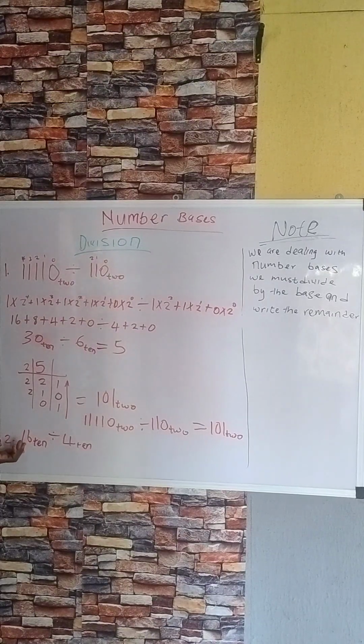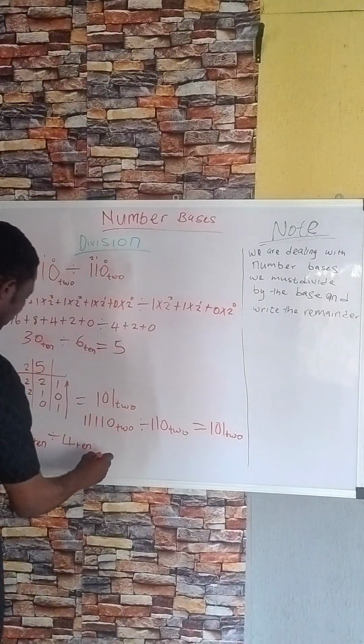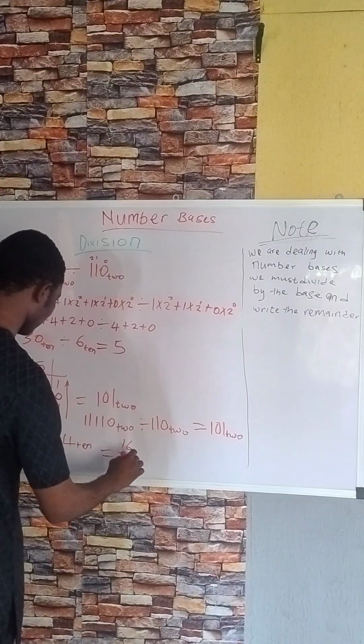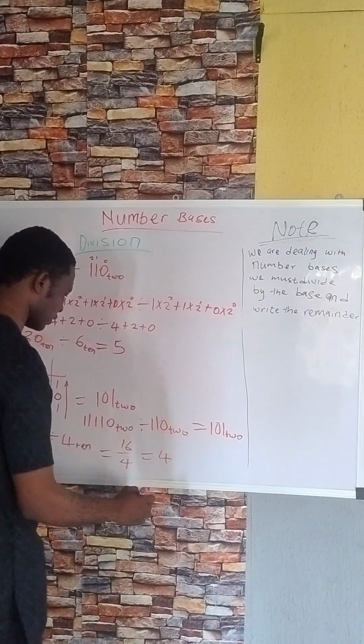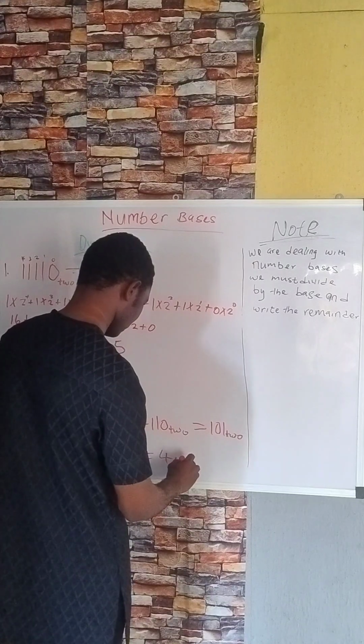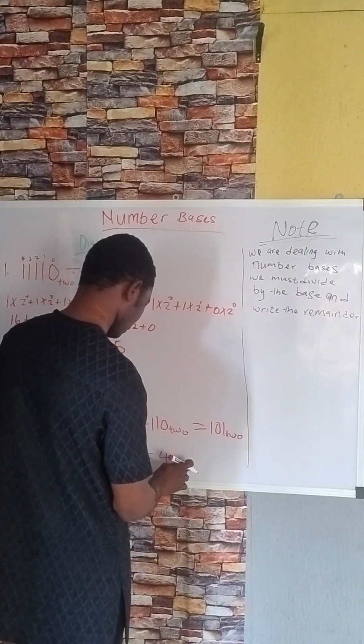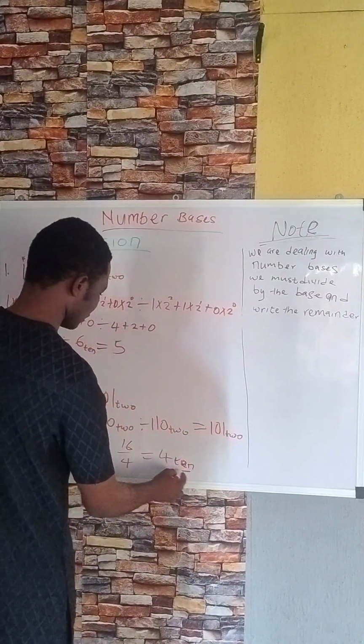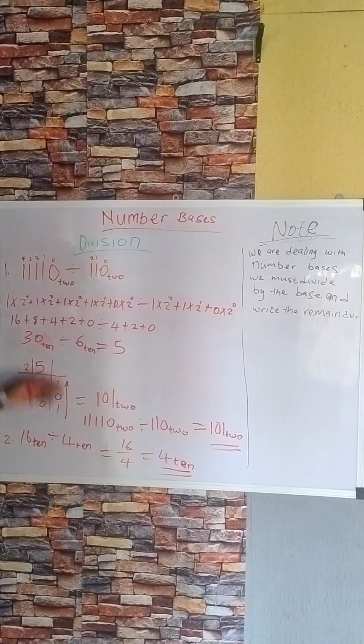So, what we have here in example 2 is 16 base 10 divided by 4 base 10. So, this is already in base 10. All you have to do when you are dividing a number in base 10 is just to directly divide it. The answer to our example 2 is quite simple. It is simply 16 divided by 4, which is equal to 4 base 10. And that is our final answer for example 1 and example 2.